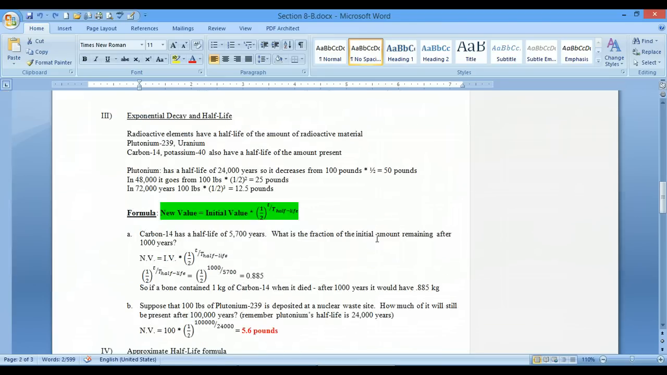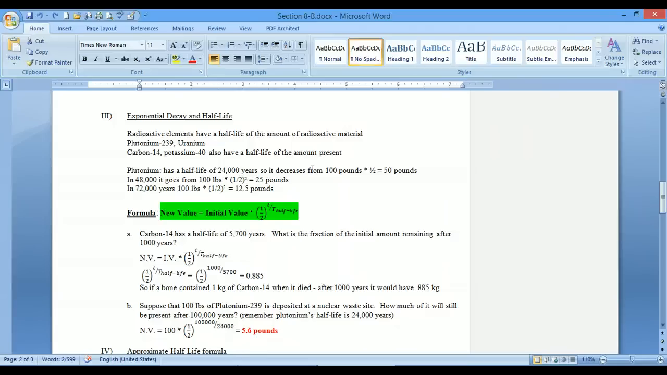Let's move on to the Roman numeral 3, exponential decay and half-life. Radioactive elements have a half-life, or the half amount of radioactive material after a certain amount of time. Plutonium-239, uranium, also potassium-40 are all radioactive elements. Carbon-14 has a half-life but is not radioactive. This means after a certain number of years, which in these cases are a really long time, it has half the amount of radioactive decay, or radioactive amount present.